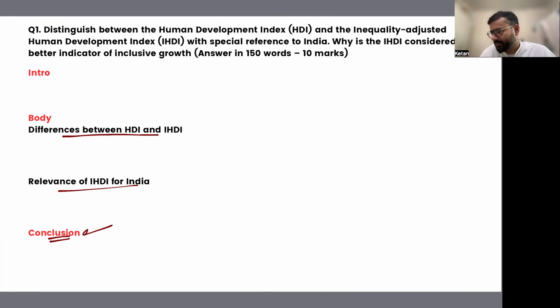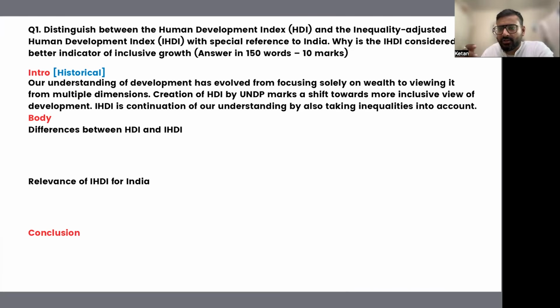You can address that in the conclusion. Okay. Now, for the introduction, you generally have various options to write various kinds of introduction. The question itself gives you an idea of what kind of introduction can be written. For example, this question is talking about Human Development Index and Inequality Adjusted Human Development Index. So one kind of introduction can be how our understanding of development has evolved over the years. So a historical introduction also works here, I think.